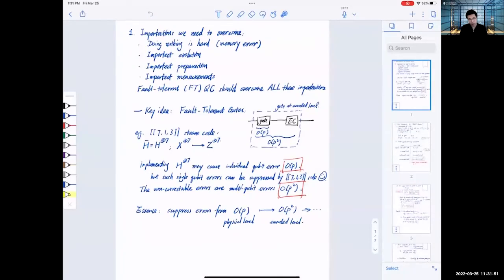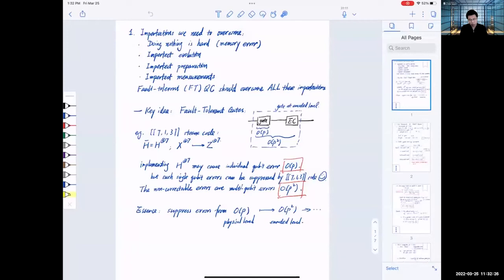But all the errors so far, we assume are more like memory errors, assuming all the error correction circuits can be perfect. But in practice, we know that the error correction circuits may not be perfect. So you may have imperfect evolution, imperfect preparation of ancillas, and imperfect measurements. All those would affect the performance of error correction, and you might introduce more errors than the errors you can correct. So the key idea to address this issue is to introduce something called fault tolerance.